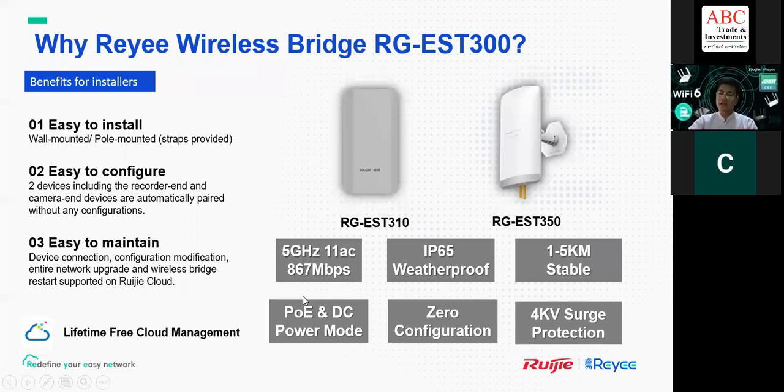We use 5 gigahertz 11 AC with throughput of 867 Mbps, IP65 waterproof. The EST 310 supports 1 kilometer, and the EST 350 supports 5 kilometers. Real 5 kilometer, real 1 kilometer distance. So you can use our product with 99.99% confidence. For the power mode, we offer PoE and DC power, as well as solar. You can also use solar.